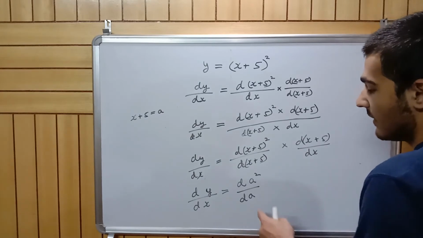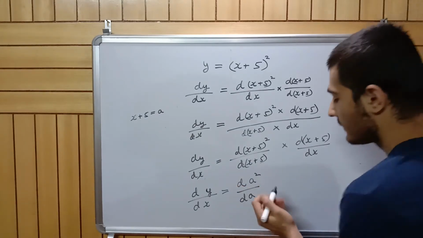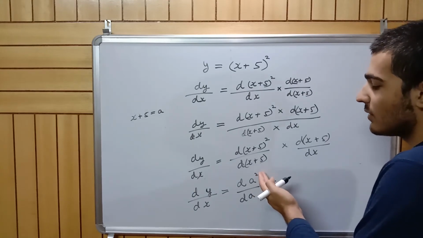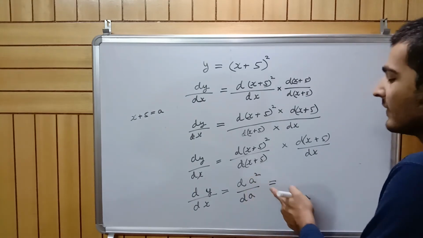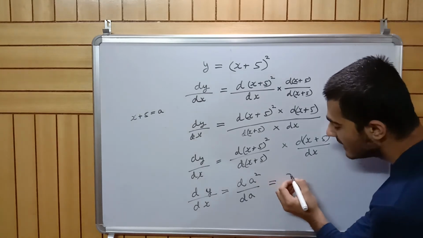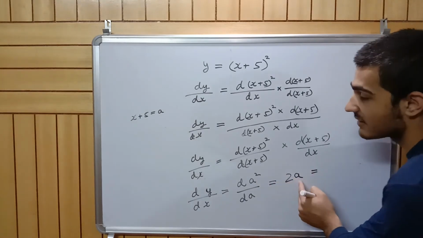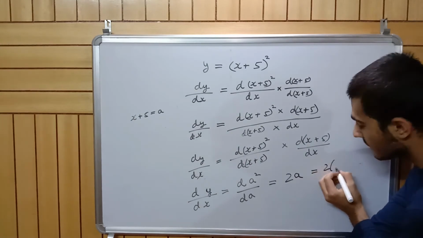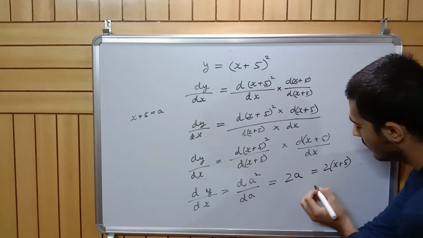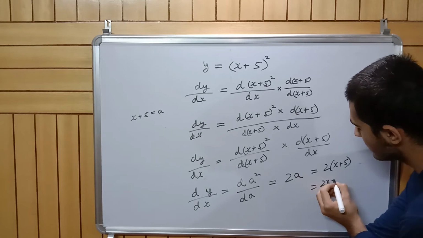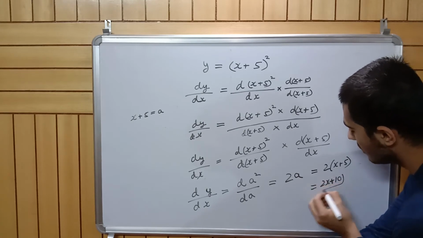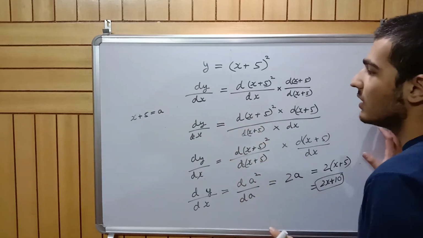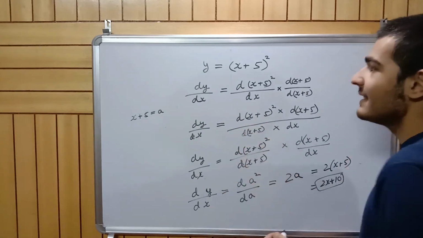What is dA squared by dA? It's like finding the derivative of x squared, right? A squared, same thing. So dA squared by dA is simply 2A. Now I can substitute back to get my original variable. So 2 into x plus 5, which is simply equal to 2x plus 10. That is a shorter way of finding the whole thing. Obviously this looks longer, but when you do it, it's easier. And this is a simpler example.